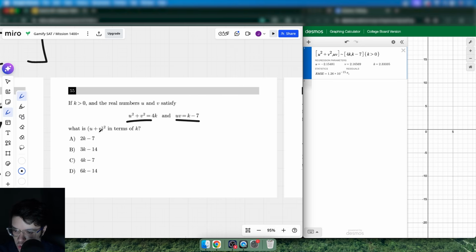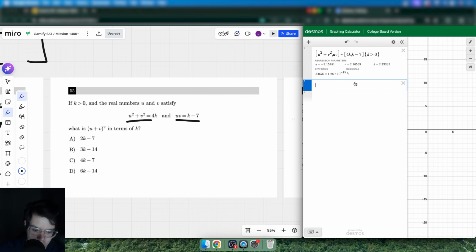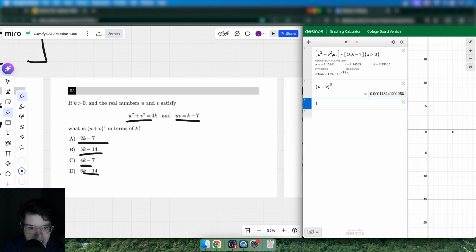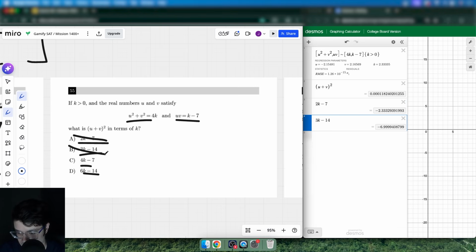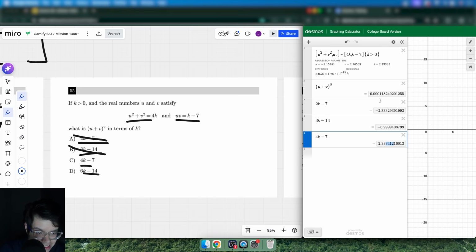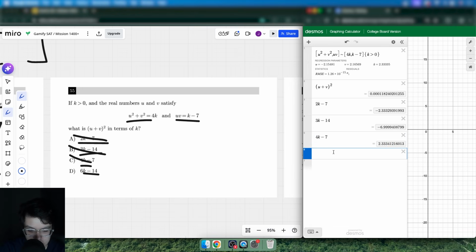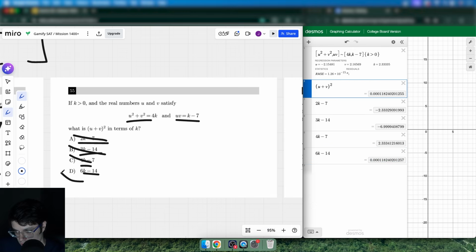Finally it says here, what is u plus v squared in terms of k? So I can just say here u plus v squared, and let me just see what value that gives me, and then I can try each of these myself and see which one matches up with it. So 2k minus 7, that's this negative number, so that's not it. 3k minus 14, negative 6, so that's also not it. 4k minus 7, not it again. We're trying to find this 0.000 number. And then we know it must be D at this point. 6k minus 14, this is the exact same number as up here, so therefore D is the right answer.